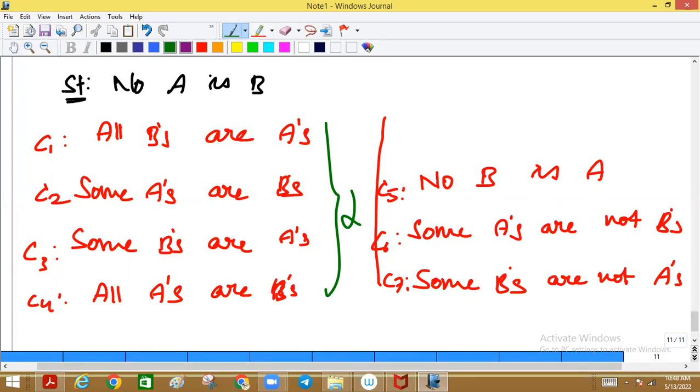When I'm saying that there is no relation between A and B, obviously no A is B, and there is no relation between A and B. Obviously no B is A also. So I can take that. Yes, conclusion 5 is correct. What about conclusion 6? Correct or wrong?